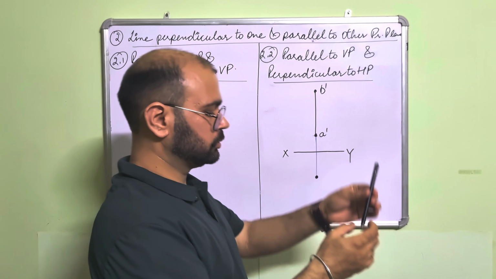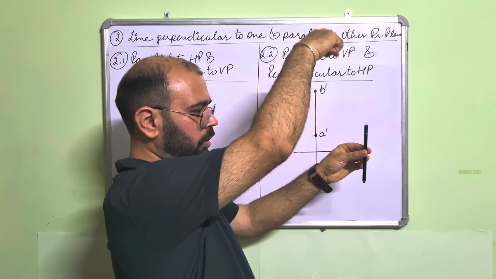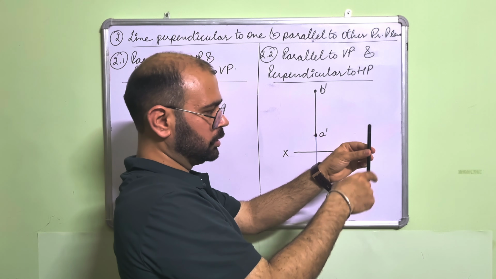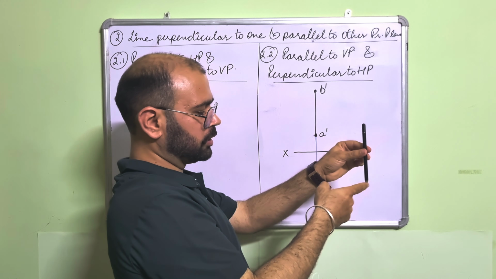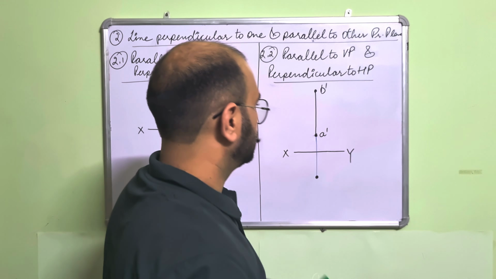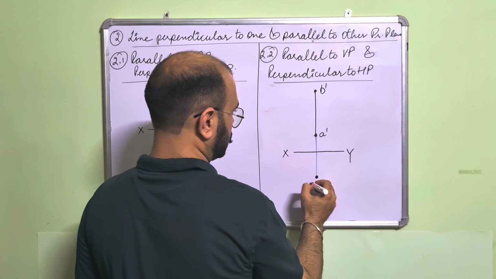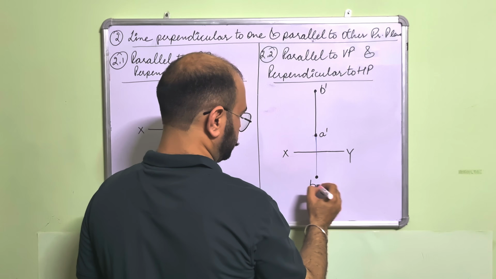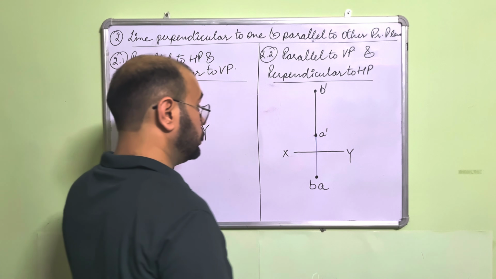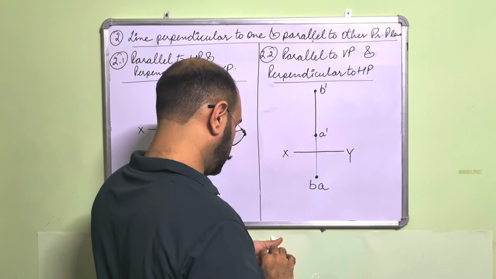Accordingly, since this is A and this is B, when you view it from the top, B comes first, then comes A. B is visible first, then comes A. So I will name the top view BA, not AB now. It will be BA. The rest will remain the same.